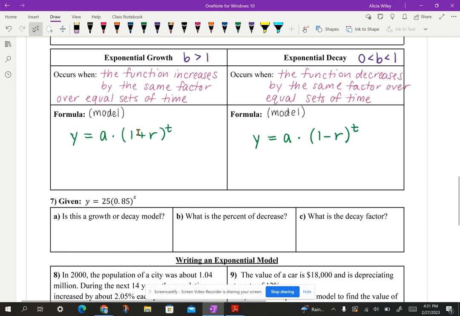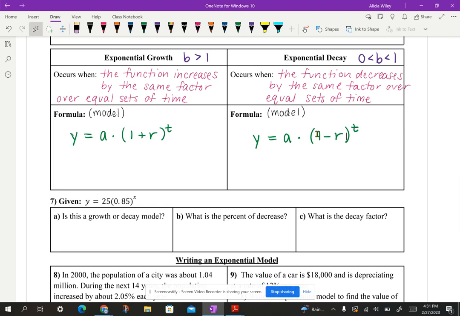Okay. And that's because this 1 is representing 100% of something. So you have what you had previously. And now you're adding something on top of what you had previously. So that's why it's adding. This is saying that I'm taking something away from what I had previously had. So that's what's making it get smaller.